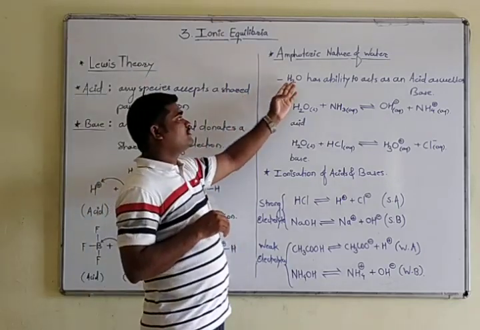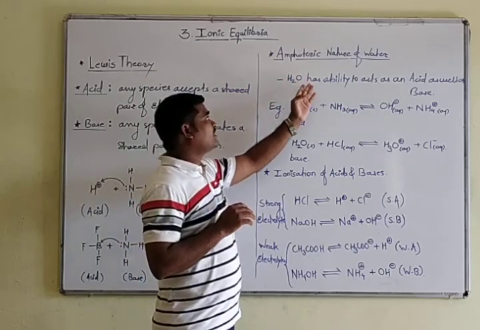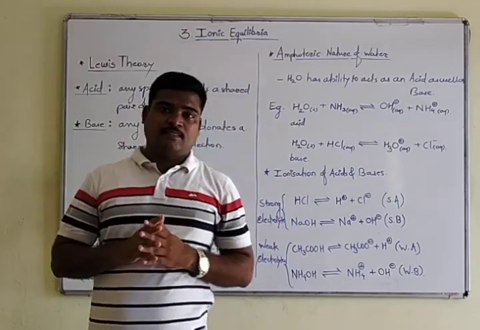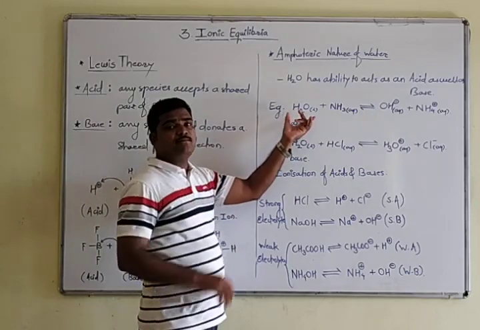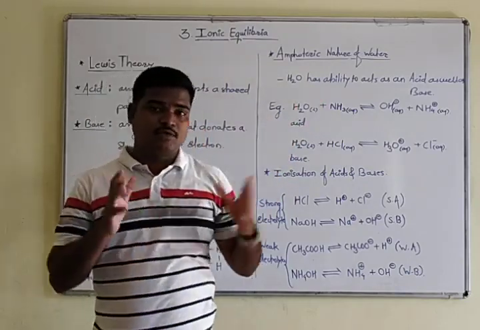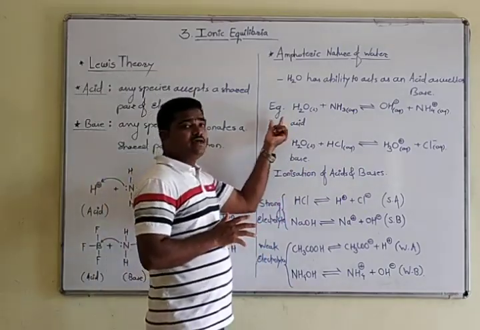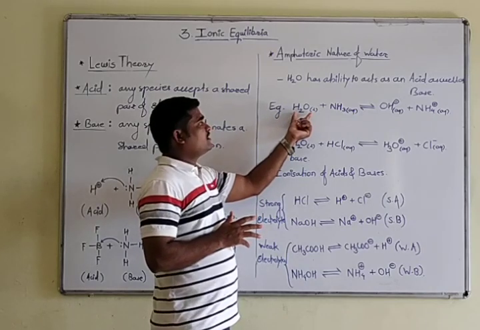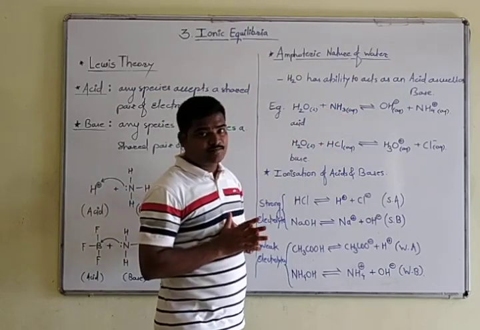Now the first point we can say about the amphoteric nature of water is that water has the ability to act as an acid and a base. Sometimes it acts as an acid and sometimes it acts as a base. Now when it acts as an acid and when it acts as a base, we are going to look at with the help of examples. Now see here, one of the examples I have taken is water in contact with ammonia solution.